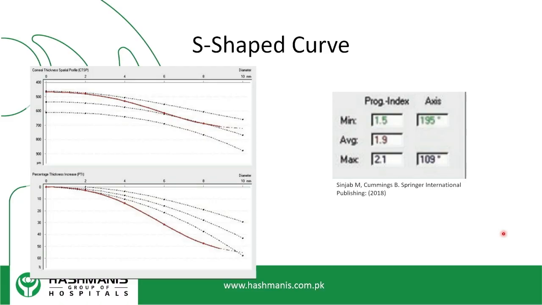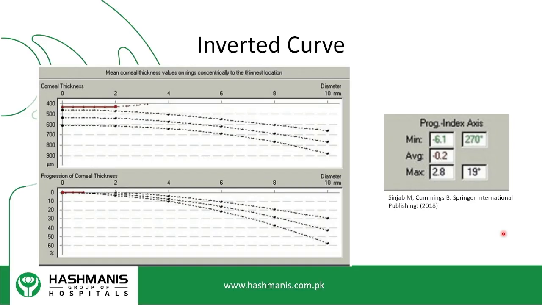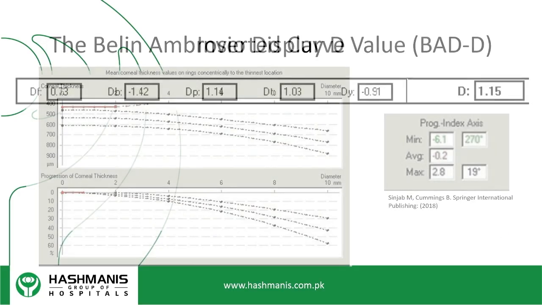But if you've got an S-shaped curve, your average can actually be normal. So you have to be sure that if your average is normal, but it is an S-shaped curve, again, you have to start looking at either biomechanical data or epithelial data to make sure that this patient is okay if you're going for refractive surgery. And then you've got flat curves. That's more of a Fuchs endothelial dystrophy or bullous keratopathy or even corneal guttata. And then you've got an inverted curve, and this is usually in some cases of pellucid marginal degeneration.